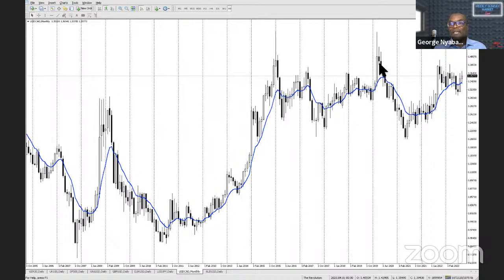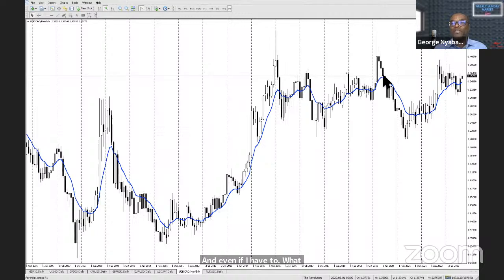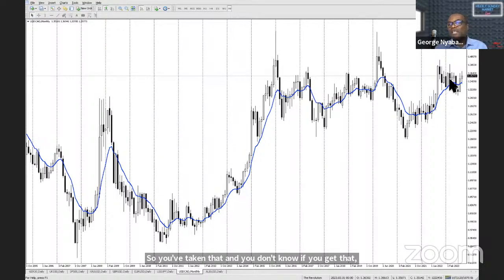When I am here, I am willing to hold my trade, and my stop is up there. And even if I have to watch it getting pulled back and the profits that I would have made at some point. So let's jump to here. So you've taken that and you don't know if you get that, but you might get that if the bears are strong. So you've taken it, you put your stop at the correct place, maybe tighten to there a little bit. And at some point you were in profits.